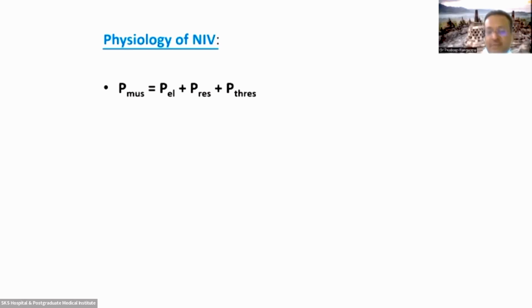These pressures have to be overcome for effective ventilation to happen. That's why we call the whole effectiveness or optimal functioning of the respiratory system this combination of these pressures minus airway opening pressure. So these pressures have to be overcome to open the alveoli and for effective ventilation to happen.